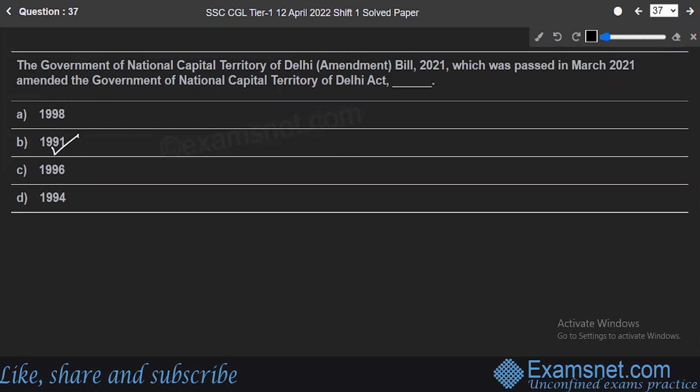The Government of National Capital Territory of Delhi Amendment Act 2021 was introduced in the Lok Sabha on March 15, 2021. The bill amends the Government of National Capital Territory of Delhi Act 1991. This act provides a framework for the functioning of the Legislative Assembly and the Government of the National Capital Territory, that is NCT of Delhi. Hope you understood. So option B is the answer to the question. All right, then let's move to the next question.